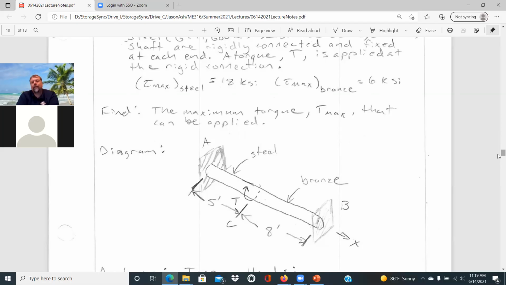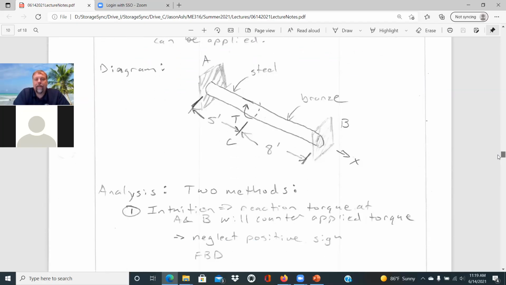If the torque was given, this is a little bit more straightforward a problem, because we can just calculate what the shear stress is and the angle of twist is when we make use of compatibility. But we're given a constraint on the maximum shear stress. So we need to find what the maximum torque is the steel can be subjected to, the maximum torque the bronze can be subjected to, and then relate that all together. And so we'll take you through that process.